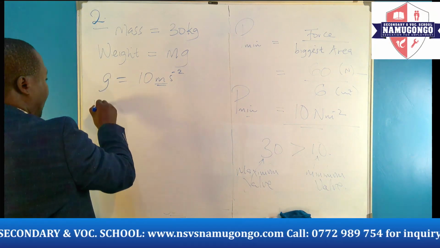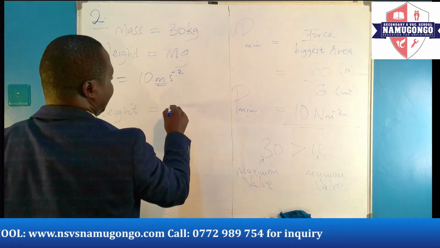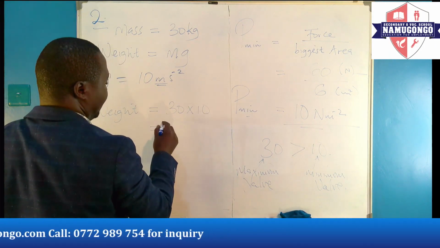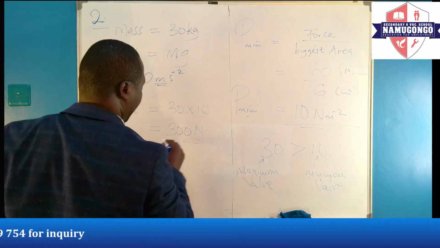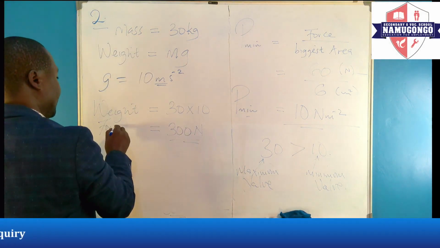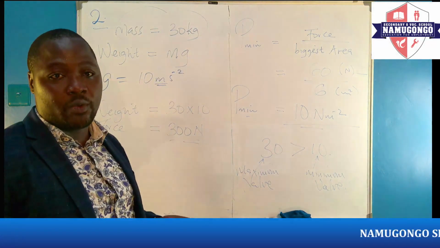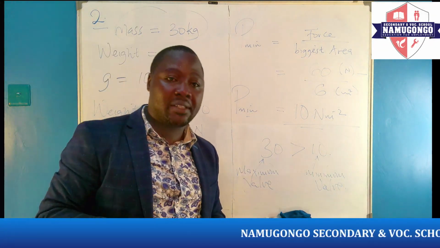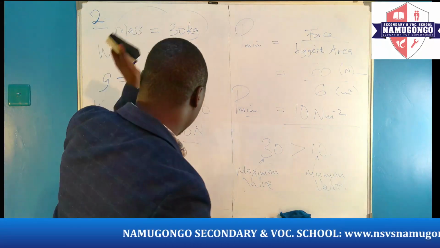So to get our weight or the force, we take the mass, which is 30, times 10, which is the gravity, such that we get 300 newtons. Now this one is the force or the weight. Because they have given us the mass, don't forget that one. What is given in the question is the mass, 30 kilograms. So to determine the maximum and minimum pressure exerted on the ground, we are going to look at the area.